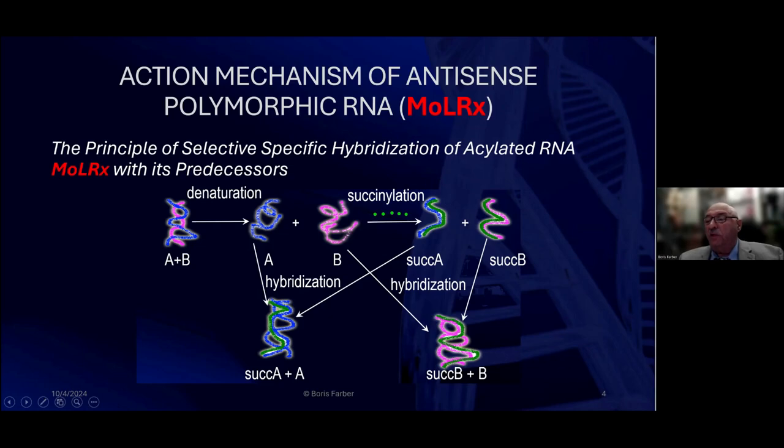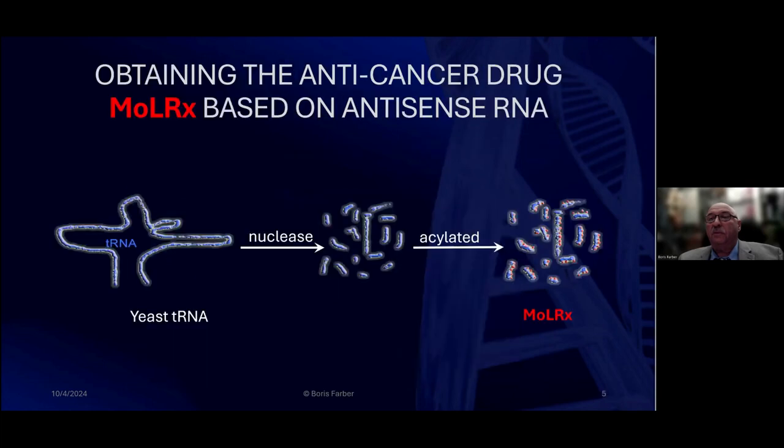This process demonstrates how a charge reversal through acylation creates highly specific hybridization patterns, which could be useful in molecular biology applications and targeted therapies. This is the principle of creating anti-cancer MolRx. We name the substance we create MolRx, from molecular robots.